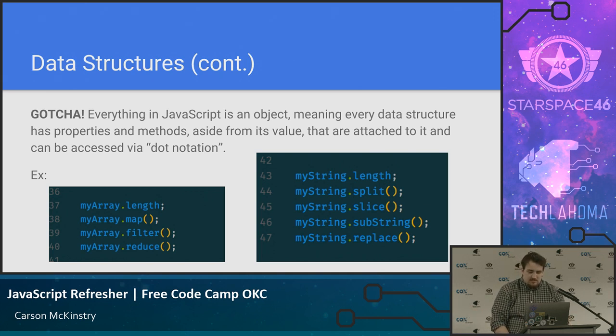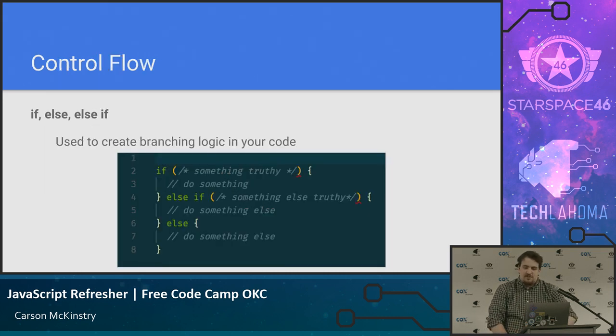We've got slice. I spelled string wrong. But we've got slice, and that will take a piece of an array and return it. Substring does basically the same thing. Some caveats to that. And then replace does exactly what you think it would do. Basically, replace allows you to replace different pieces in your string with something else that you want. Next thing we're going to talk about is control flow.